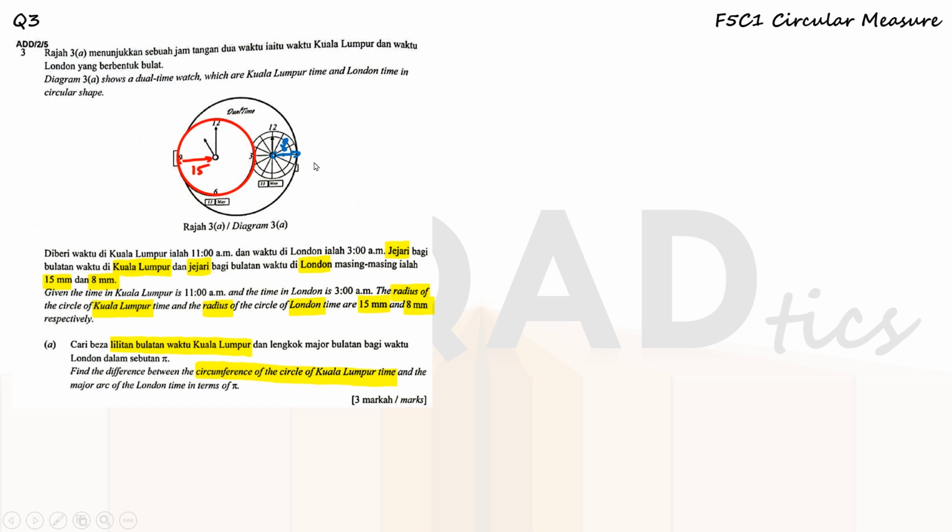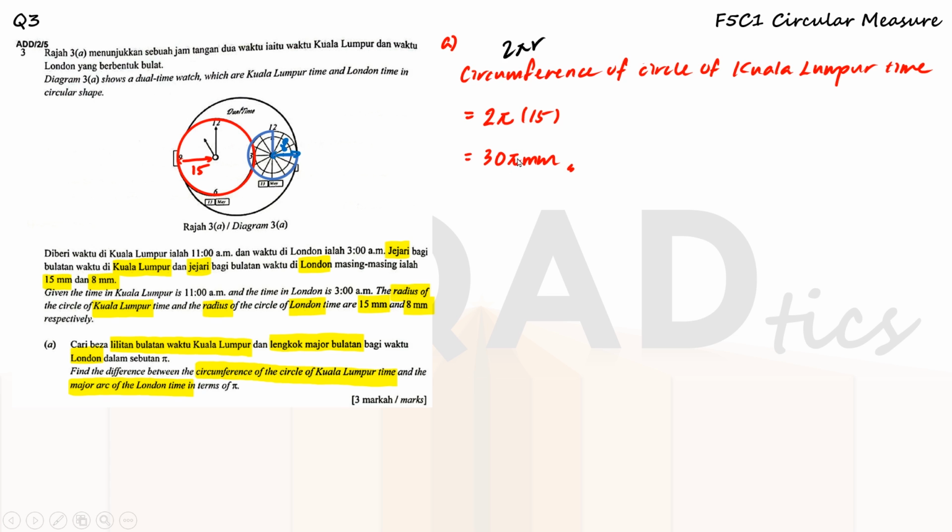So major arc is the angle between the hour hand, which is here at the 3 o'clock, and this minute hand. Okay, the big angle, so it should be here. Alright? So now, if you want to find the circumference of the Kuala Lumpur circle, very easy, we just need to use 2 pi r, which is the formula. Alright, so the r is 15, so this would be 30 pi mm.